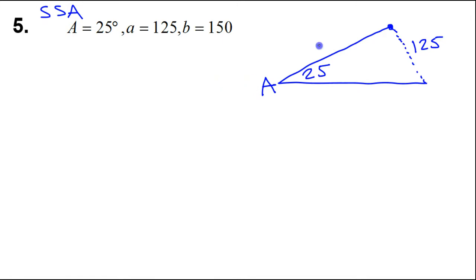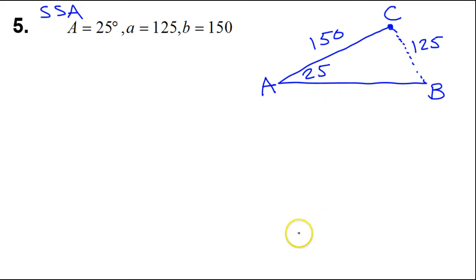Now, let your other side be the rigid side. Rigid means non-moving. So this was my swing side, and this is my rigid side. I'm going to let the rigid side be 150. Since this is side B, that means this must be angle B. That just leaves angle C.